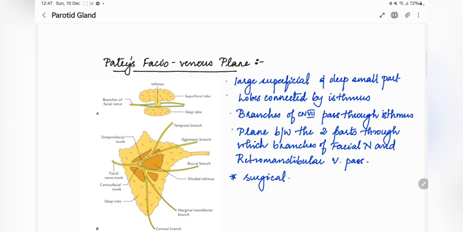So why is this plane important? This is important because it helps the surgeons to remove the parotid tumor, making sure that the nerve, that is the facial nerve, is not damaged.